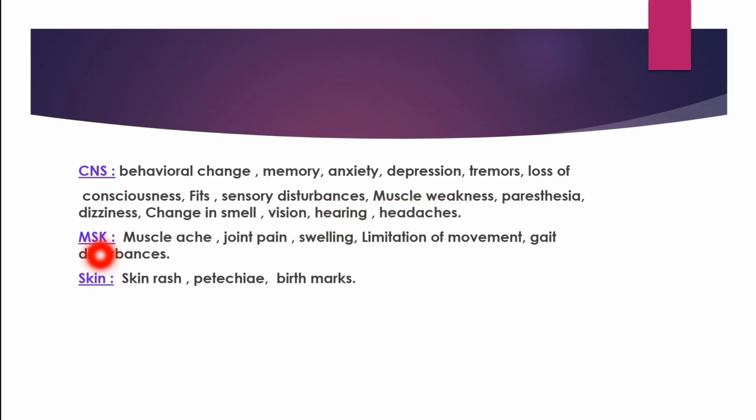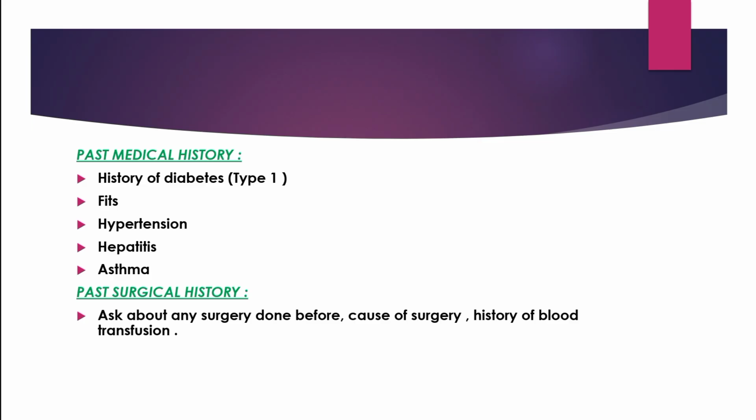of headache. And musculoskeletal system history asks about a history of muscle ache, joint pain, swelling of joints, limitation of movement, and gait disturbances. And skin history asks about the history of skin rash, any petechiae present, or birthmark present. And past medical history asks about the history of diabetes. In the pediatric age group, type 1 diabetes is common. Also ask about any history of fits or convulsions, any history of hypertension, hepatitis, or asthma.